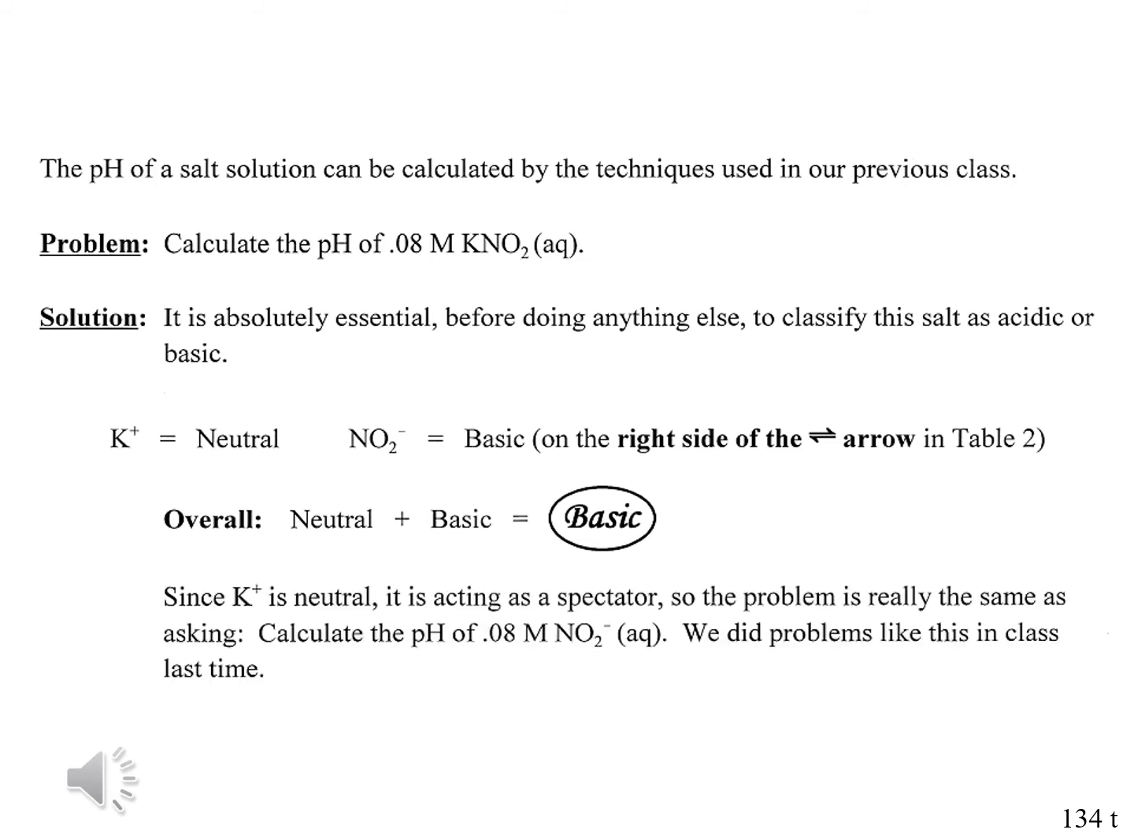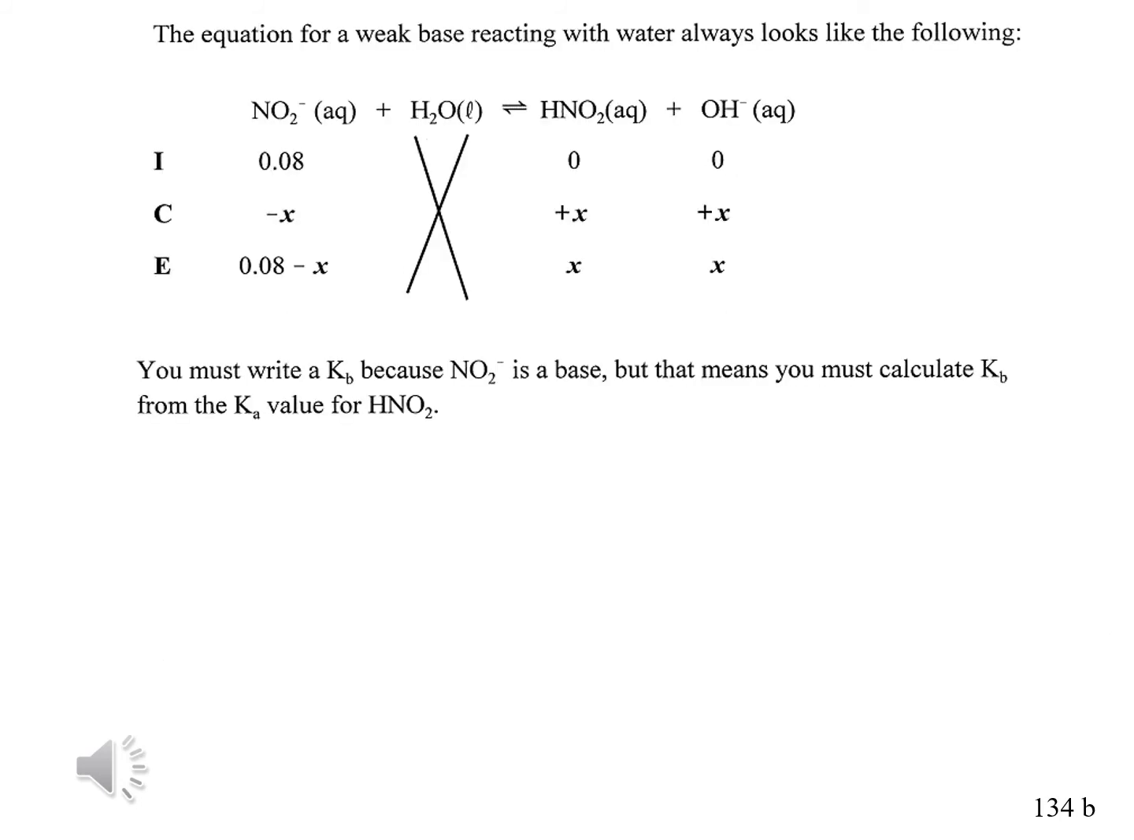To calculate the pH of it, you can consider potassium to be a spectator because it's not going to affect the pH. So what this actually is the same as calculating the pH of 0.08 molar NO2 minus ion. These are ones we did in the last class because NO2 minus is a weak base, and so you need to do a weak base pH problem. These are the problems that have 2 extra steps over and above an acid problem.